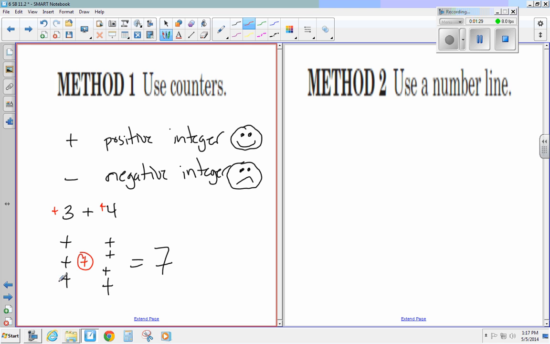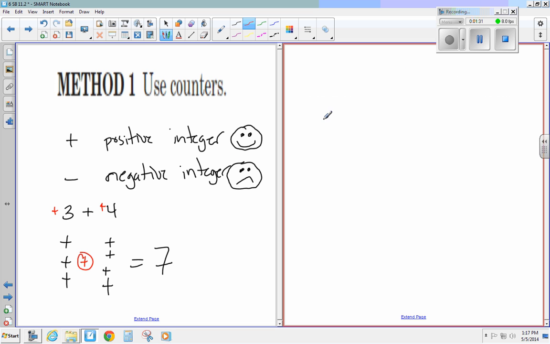That works for negatives as well. If you had negative 3 and you were adding a negative 4, right, you're doing negative, negative, negative, plus negative, negative, negative, negative, and now you have 7 negatives, or negative 7. So you can use it for adding positive numbers or adding negative numbers.